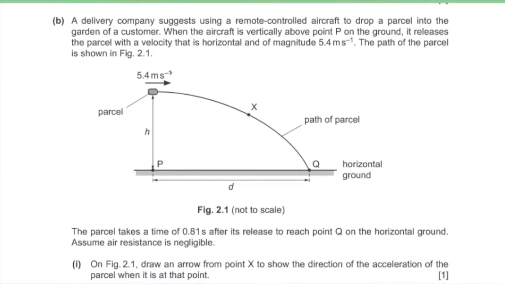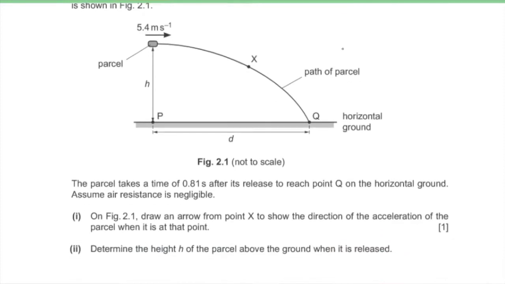Part B, a delivery company suggests using a remote-controlled aircraft to drop a parcel into the garden of a customer. When the aircraft is vertically above point P on the ground, it releases the parcel with a velocity that is horizontal and of magnitude 5.4 meters per second. So the horizontal velocity with which the parcel travels towards the ground is 5.4 meters per second. The path of the parcel is shown in figure 2.1.